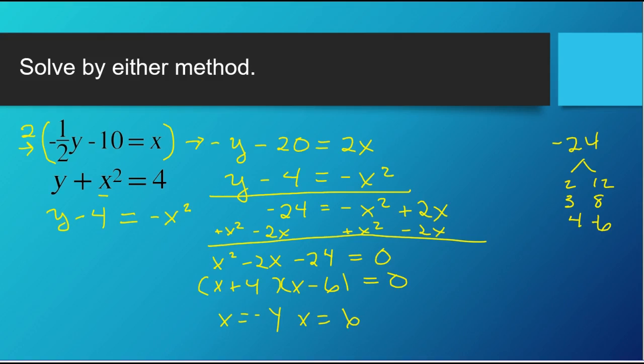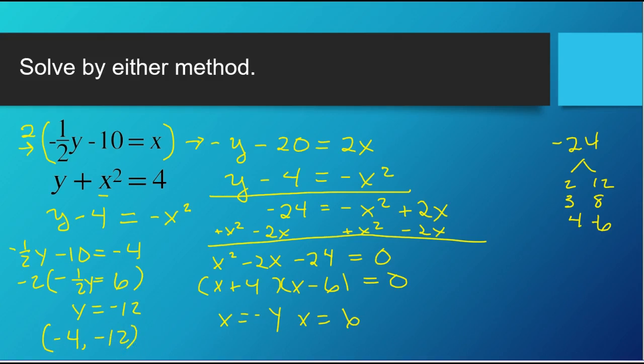Actually, either equation, of course, will work. I think I'll use the first one. So negative 1/2 y minus 10 equals negative 4. So I add 10 to both sides, and I get negative 1/2 y equals positive 6. And I'll multiply both sides by negative 2 to give me positive 1y equals negative 12. So one solution is negative 4, negative 12.